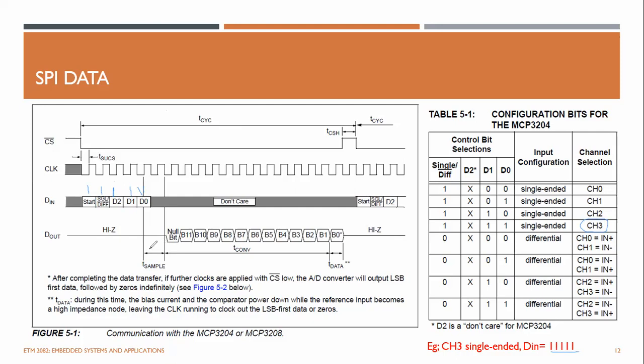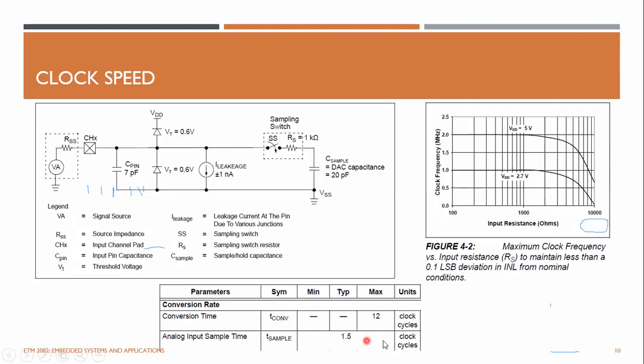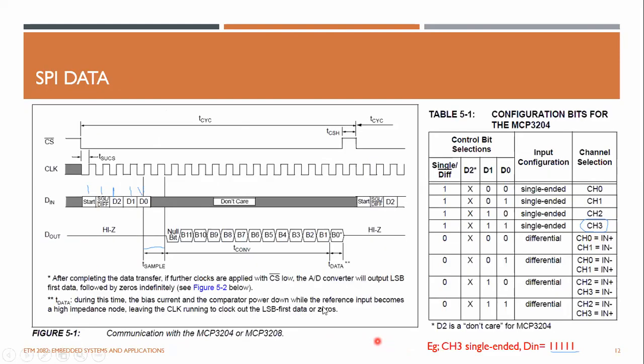Then the slave will start sampling. It takes, as I mentioned, 1.5 clock pulses. Here we have seen 1.5 clock pulses. You can now see this is the starting point, this is 1 clock period, and this is half of the clock period, and then it will start sending the data from the slave, the ADC sample data, as a 12-bit number, right? This is 12-bit.